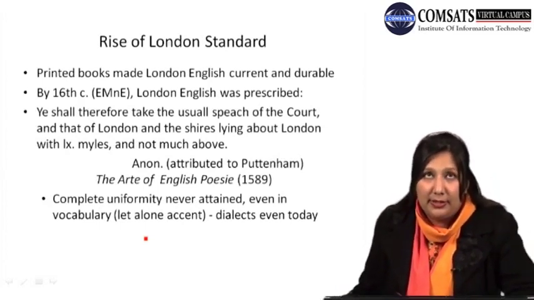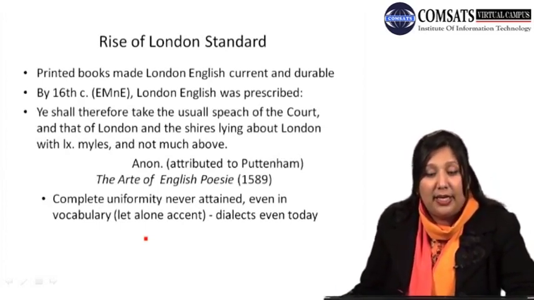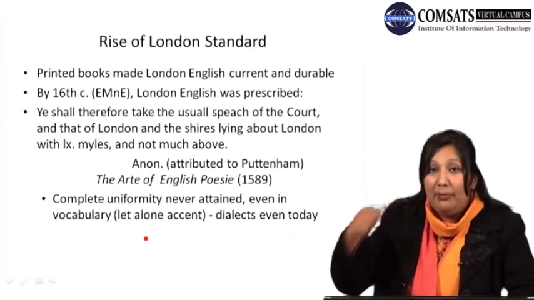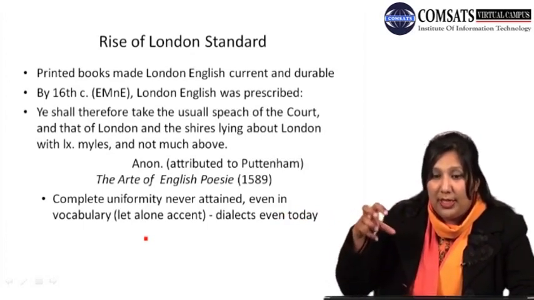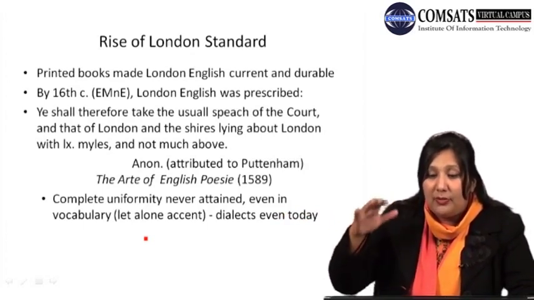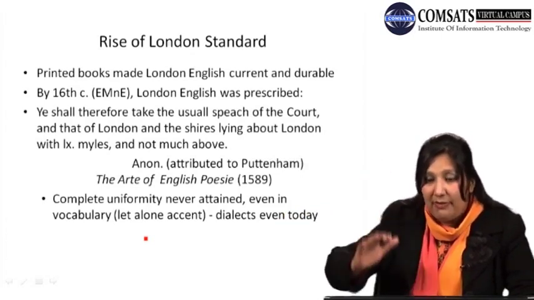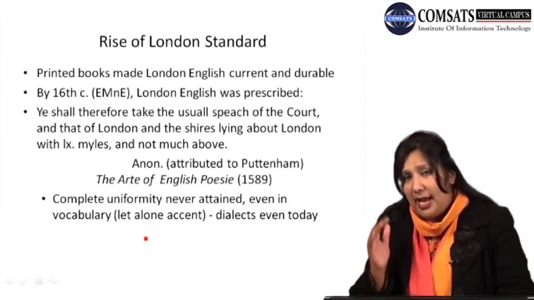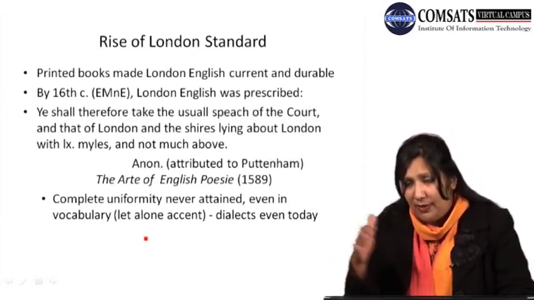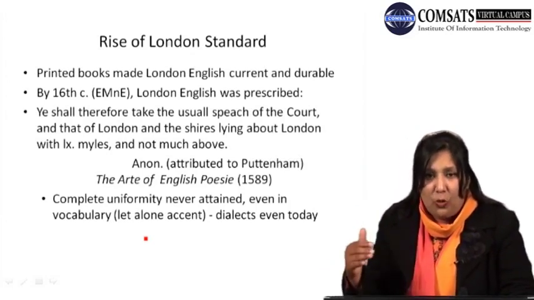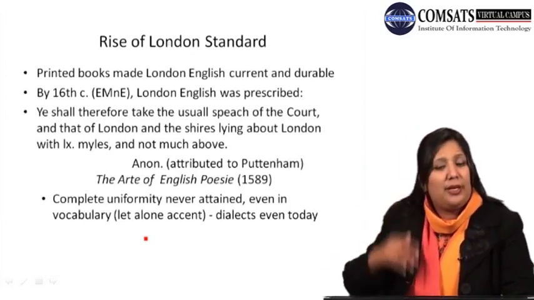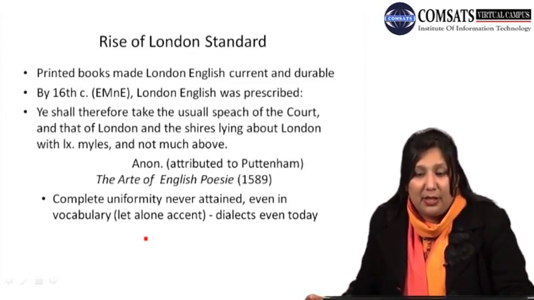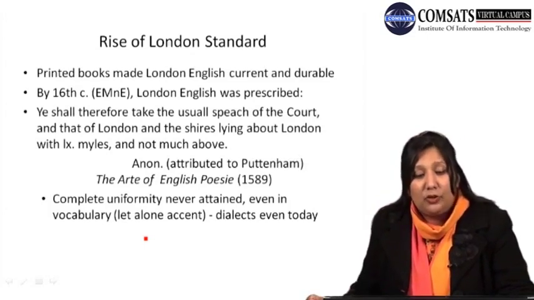Then the rise of the London Standard. Printed books made London English current and durable. English that was being published then was current, it was made available to the people, and it was durable. It was not changing day by day. It became stagnant for a little bit of time. It stopped evolving. By the 16th century, in the early modern English period, London English was prescribed. Yes, London English was prescribed.